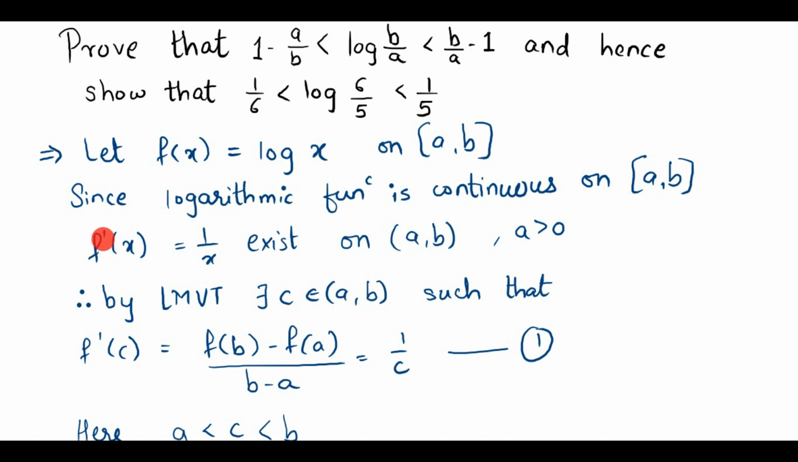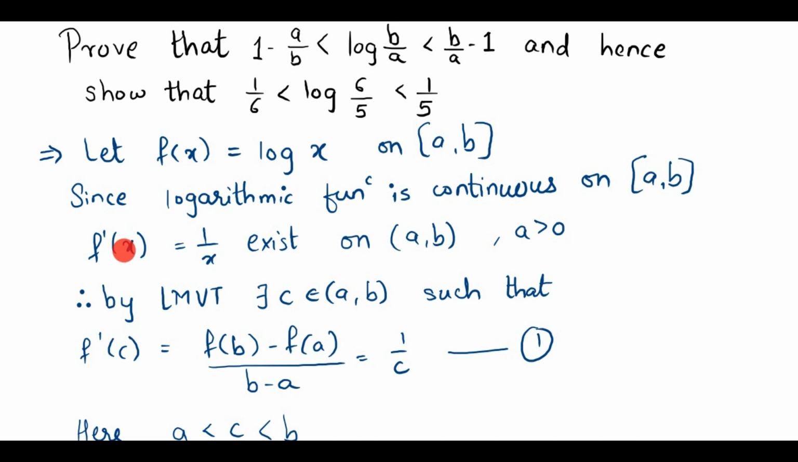So let's take its derivative. f dash of x is equal to 1 by x, the derivative of log x. What I said, that 1 by x will exist only if x is greater than 0, which simply means that a should be greater than 0 here. Since both the conditions are satisfied, that it is continuous and differentiable, therefore by LMVT we can say that there exists a point C which belongs to a, b such that f dash of C is equal to f of b minus f of a upon b minus a.